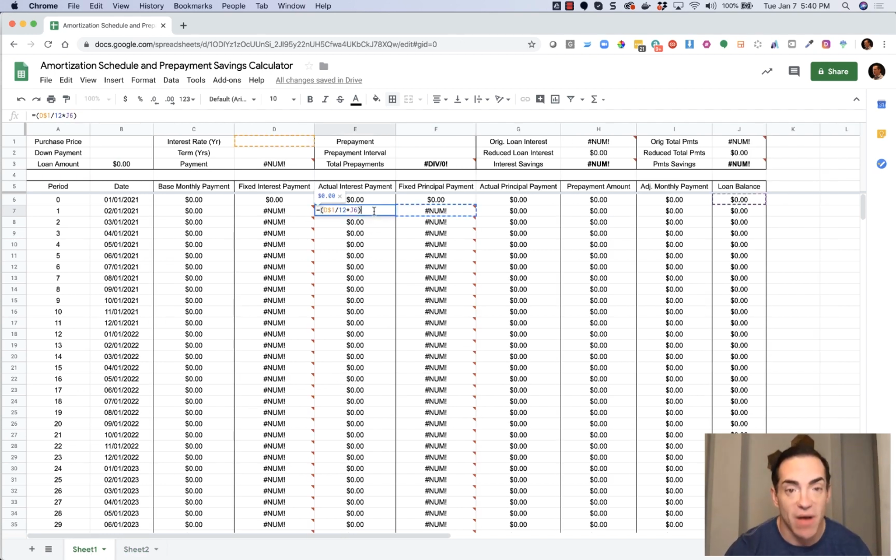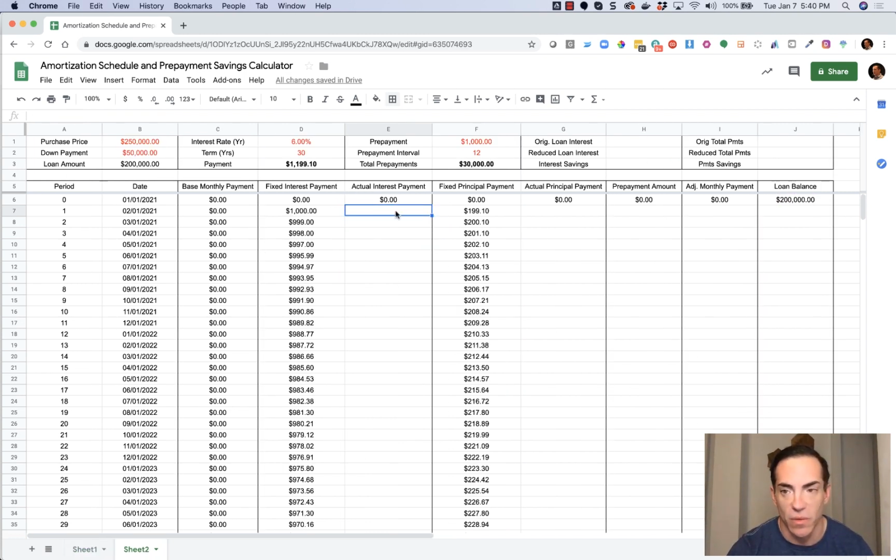But to actually calculate the simple loan interest is pretty easy. Basically what we're going to do, you'll notice that over here there's a loan balance column where every period we're calculating the current loan balance. So the actual interest payment is really simple. It's just the interest rate, which is the yearly interest rate divided by 12, times the current loan balance.